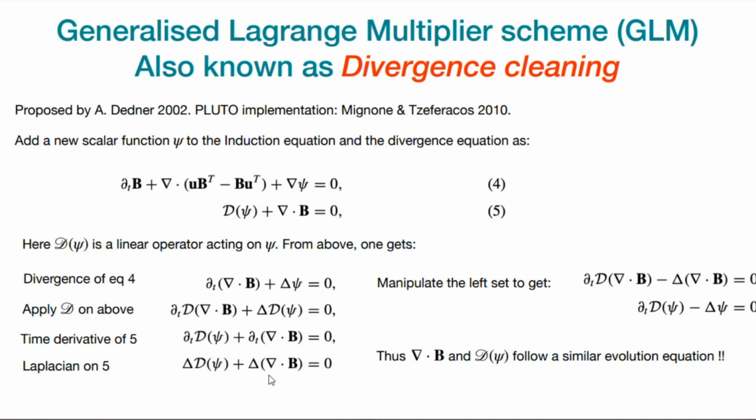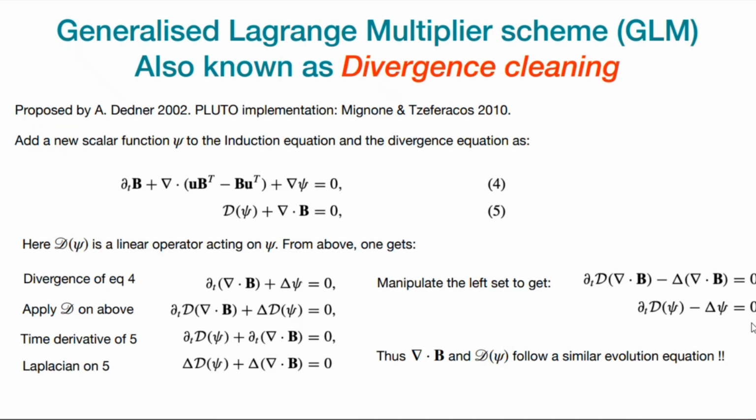For example, if you take the divergence of this, the divergence of the curl goes away. This gives the time derivative of divergence B plus the del squared psi. Then you apply the linear operator on this, and you get this. Similarly, you take the time derivative of the psi equation and the Laplacian on it, so you get this set of equations. You subtract one from the other, and you get these two equations. Again, let me not go through the details of the algebra.